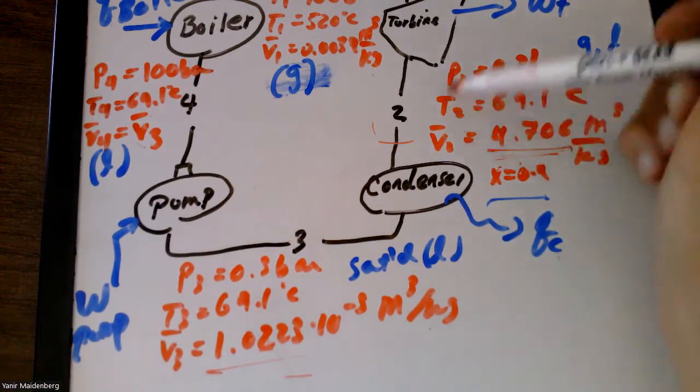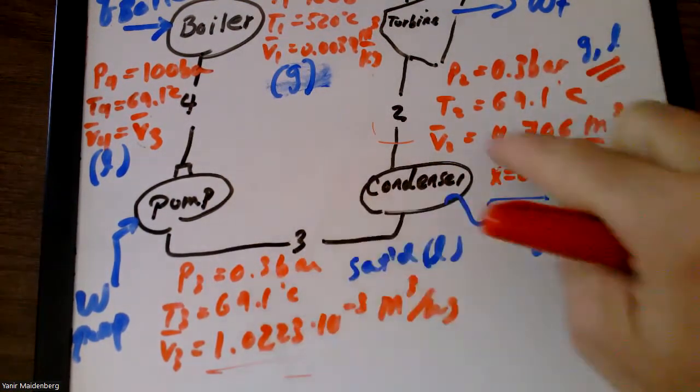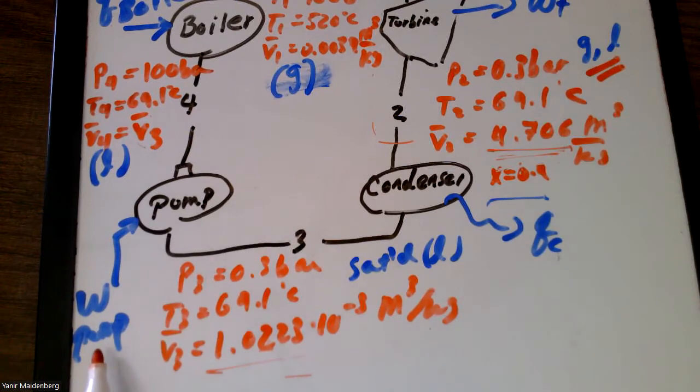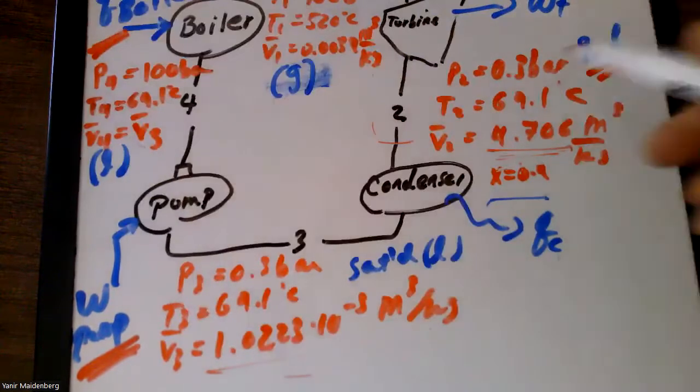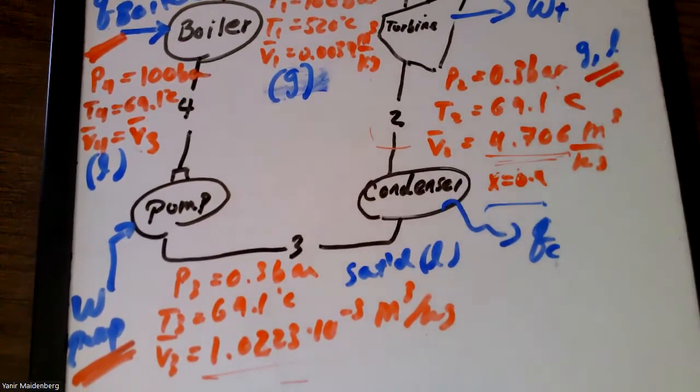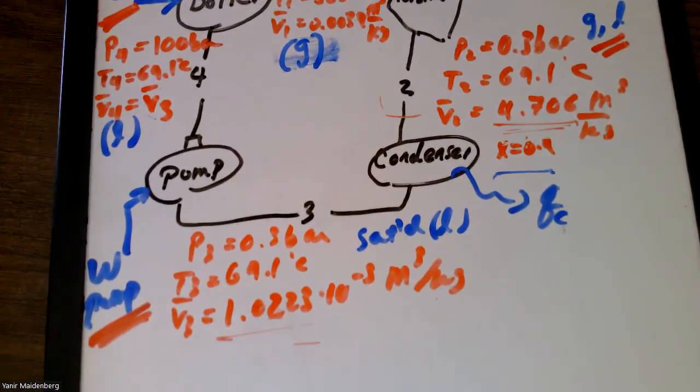Meaning that if I were to take this directly and skip the condenser, the work that I would have to put to the pump would be higher. So this costs me money, this costs me money, and this gives me free work. So the idea for this is to compare how much work you get.